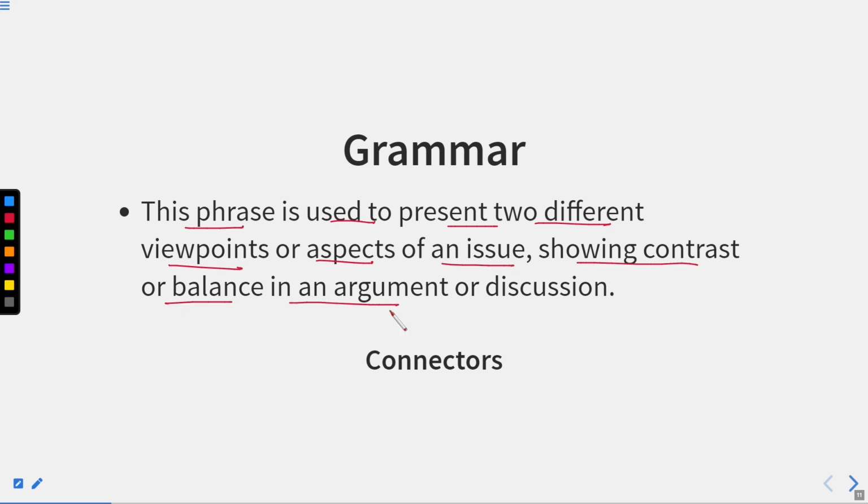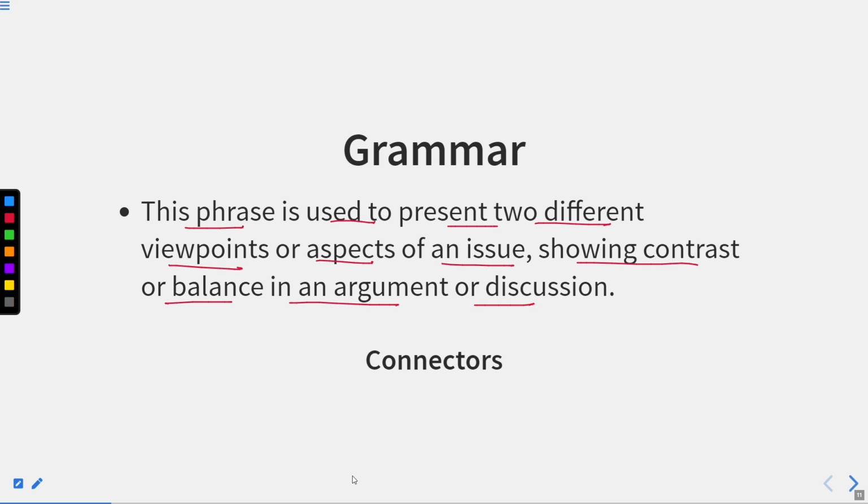This phrase is used to present two different viewpoints or aspects of an issue, showing contrast or balance in an argument or discussion. Now, if I present the word mobile, some can have positive aspects towards it, and some can have a negative opinion about it. Both the negative and positive are balancing the discussion or the argument, because we have positive aspects as well as negative aspects of the phone.